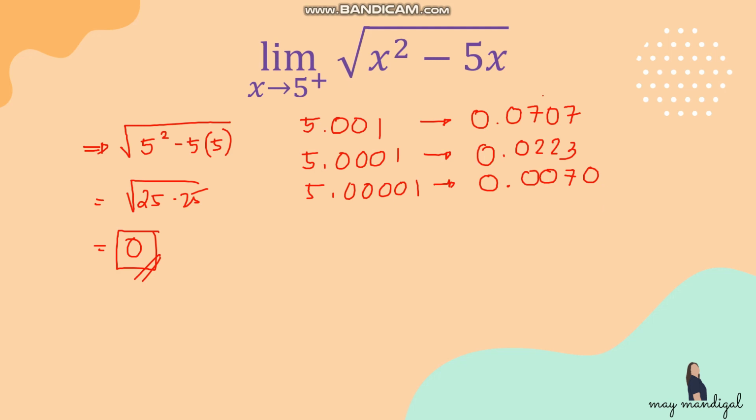0.0070. So as you notice, as the value of x gets closer and closer to 5, the values of the function are getting closer also to 0. So that means our answer here is correct because they are the same. So we can do direct substitution to this, since after we consider the values on the right side of 5, we're still able to get 0 as the limit of our function.